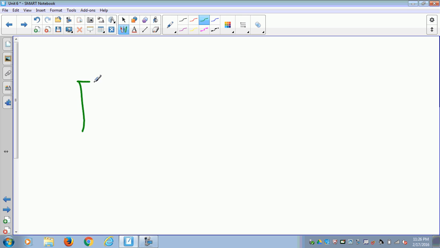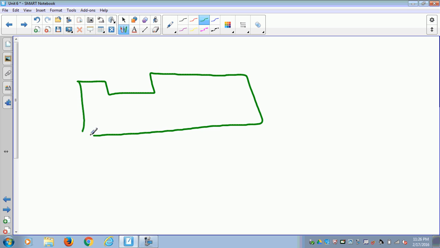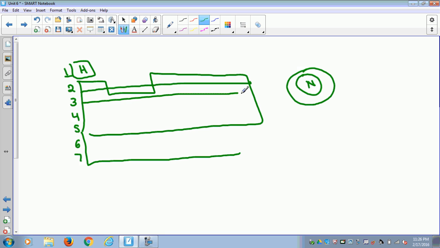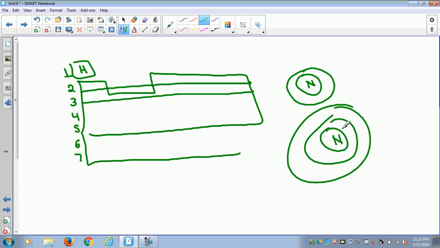It depends on the period the element is in. Let's say hydrogen is in period 1. Then you have periods 2, 3, 4, 5, 6 and 7. Anybody who is in period 2 across the board has 2 energy levels around it. Anyone who is in period 3 has 3 energy levels around it. Anyone who is in period 4 has 4 energy levels around it. So this is how it goes.